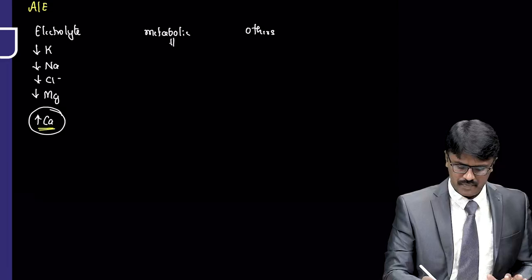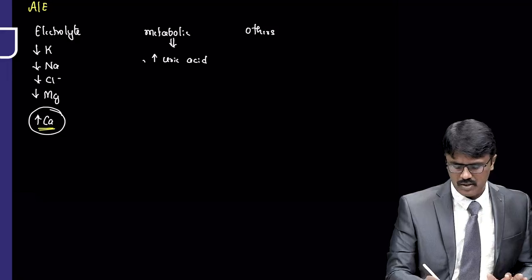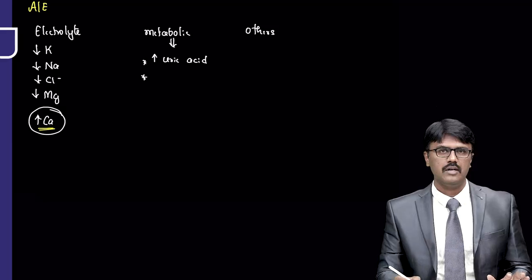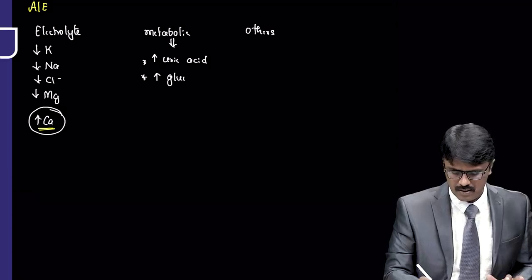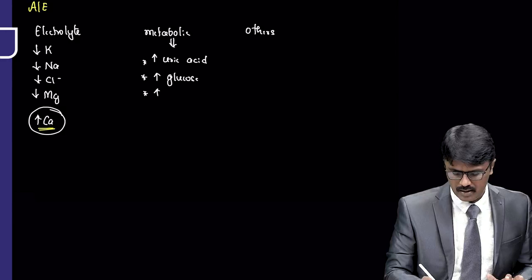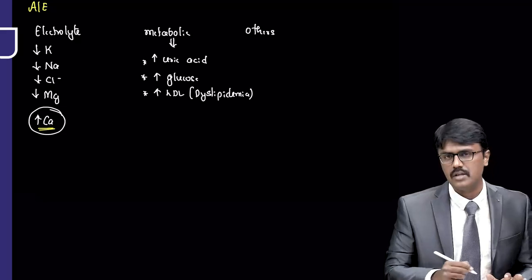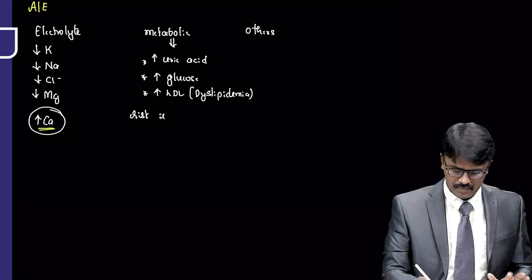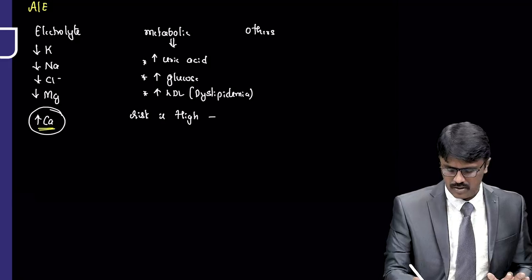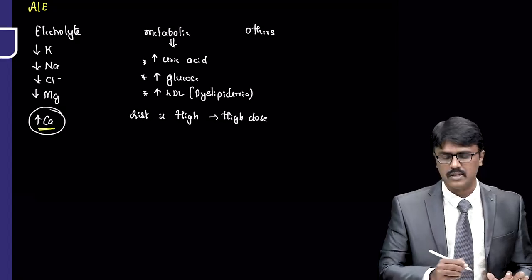And then metabolically, the drug is known to increase uric acid. So if they ask in the exam which antihypertensive you should not use in a gout patient, it is thiazides. They are known to increase glucose. They are known to increase the LDL, so they can cause dyslipidemia. So this is the problem with thiazide diuretics. Now the risk is high when you use a high dose of thiazide diuretics. So if you use it at high dose, this risk is high.